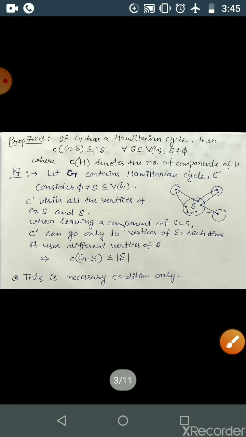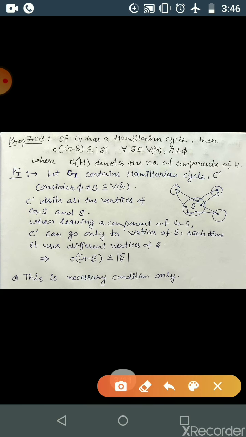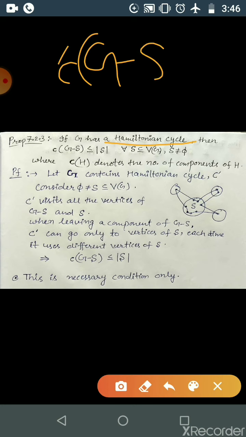Now come to proposition number 7.2.3. This is just a characterization of Hamiltonian graphs. If some graph is Hamiltonian, then you can say something about the number of components of G minus some set of vertices. So if G is given as a Hamiltonian graph, or contains a Hamiltonian cycle, then C of G minus S, and what does C represent? C represents the number of components in G minus S.